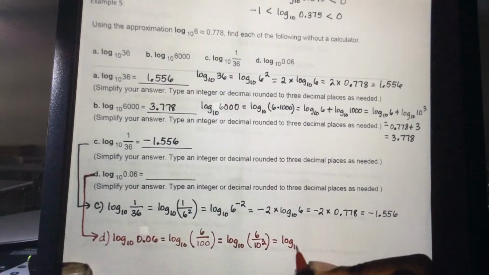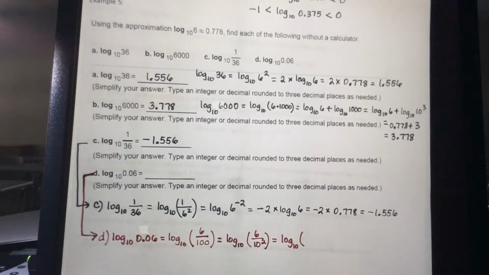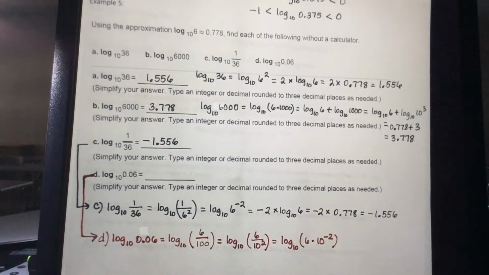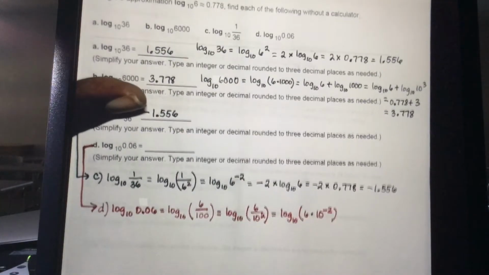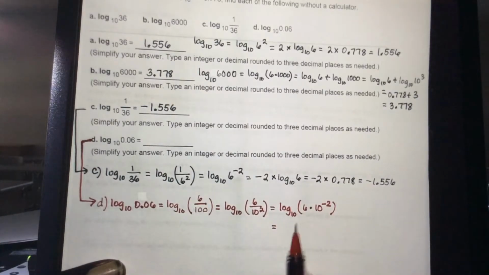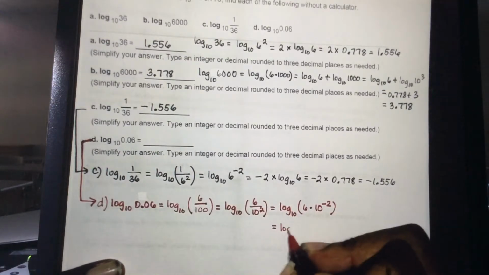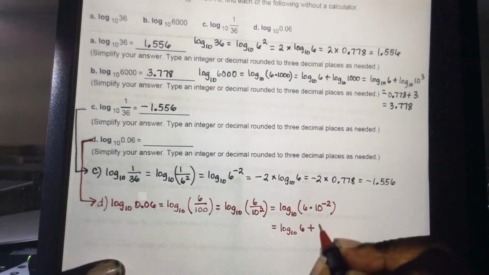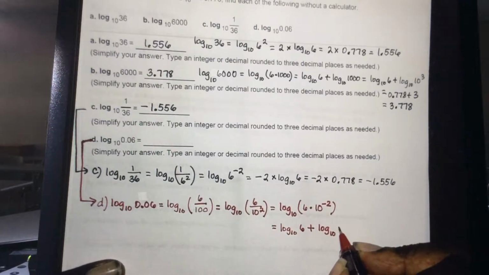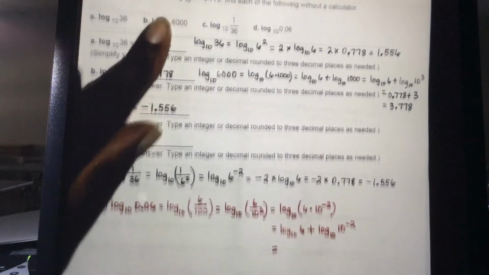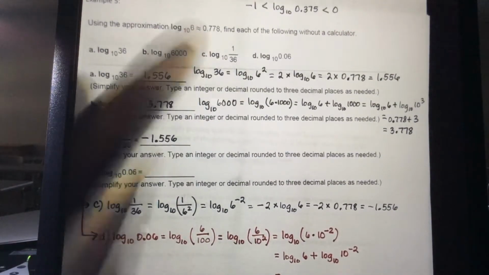Now in this case, that 10 to the second, I'm going to pull that out of the denominator. So this will be 6 multiplied by 10 to the negative 2. The 10 comes out of the denominator, and your exponent of 2 will be negative. In this case here, I have the log of a product. I can write that as the sum of their logarithms. So this will be written as log to the base 10 of 6 plus log to the base 10 of 10 to the negative 2. Log to the base 10 of 6 is given as 0.778.